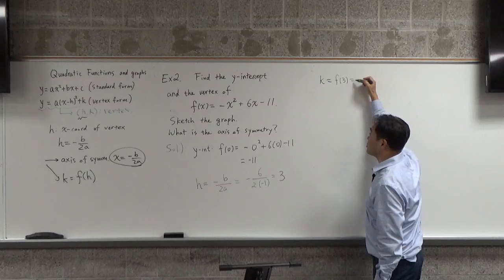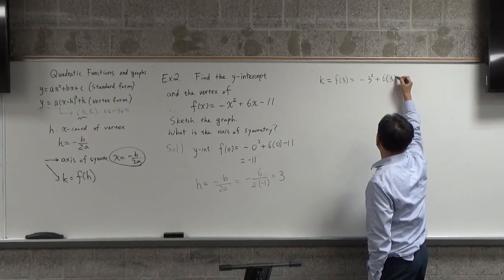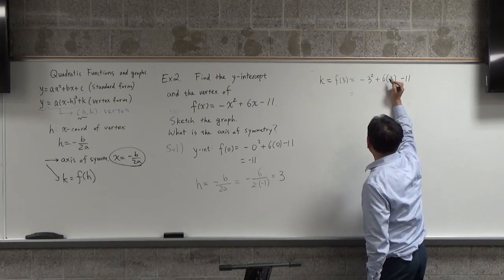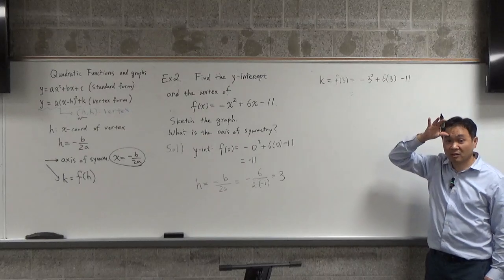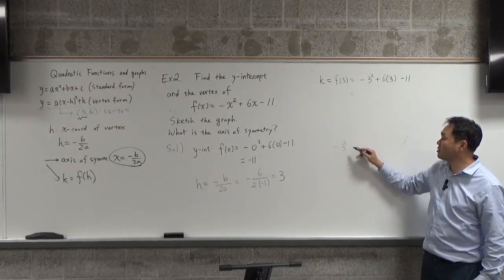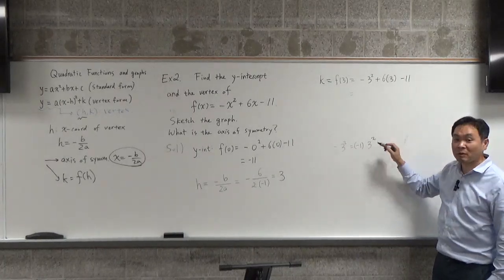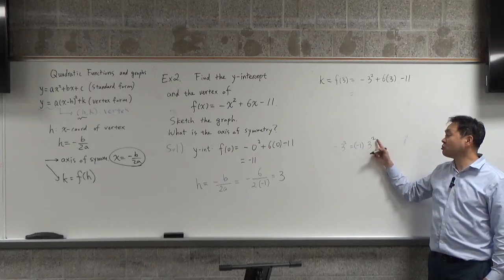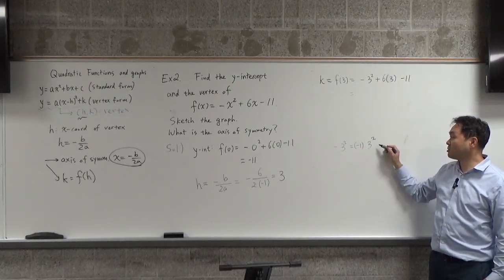So f of 3, which is negative 3 squared plus 6 times 3, and then minus 11. Now here's a common mistake. Many people think negative 3 squared is positive 9. That's wrong, because the negative is on the outside. You should really think of negative 3 squared as negative 1 times 3 squared. And because of PEMDAS, exponents take precedence over multiplication. So you have 3 squared first, which is 9, and then you have 9 times negative 1, which is negative 9. You have a question?